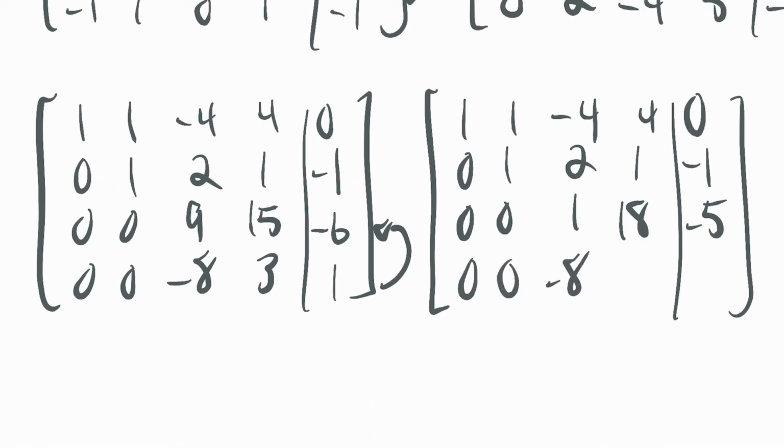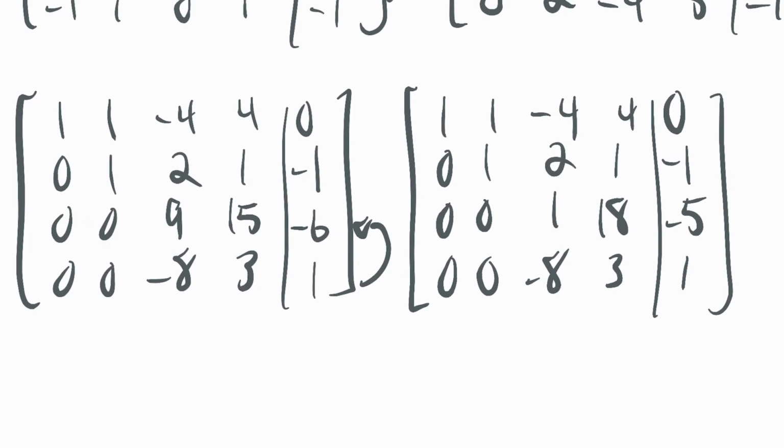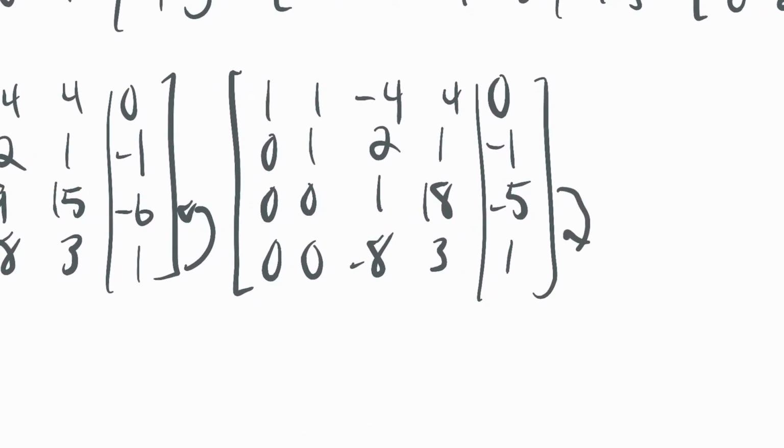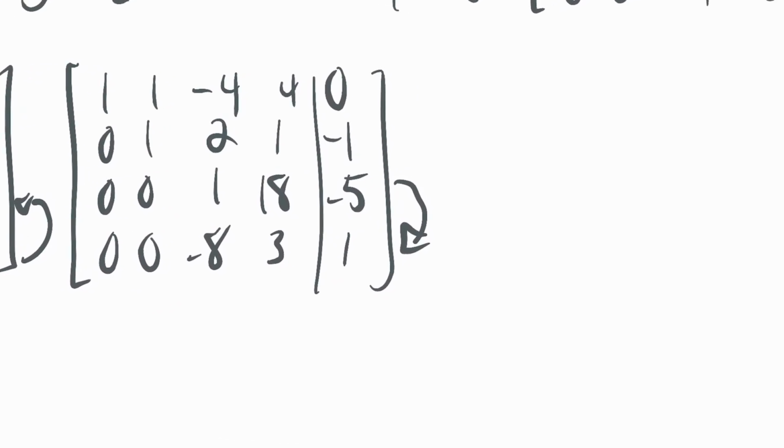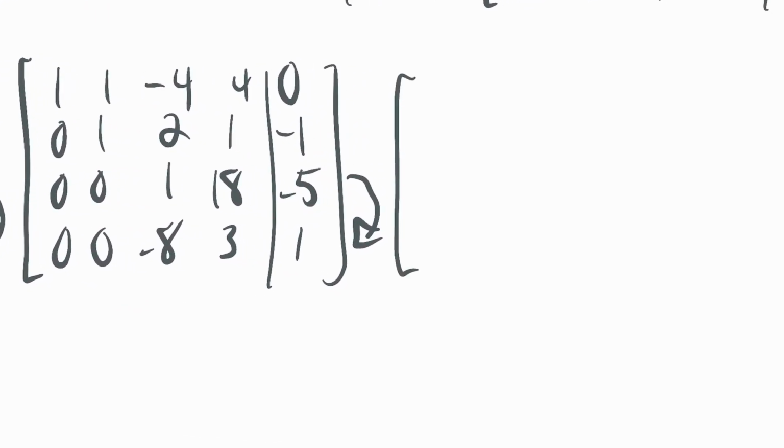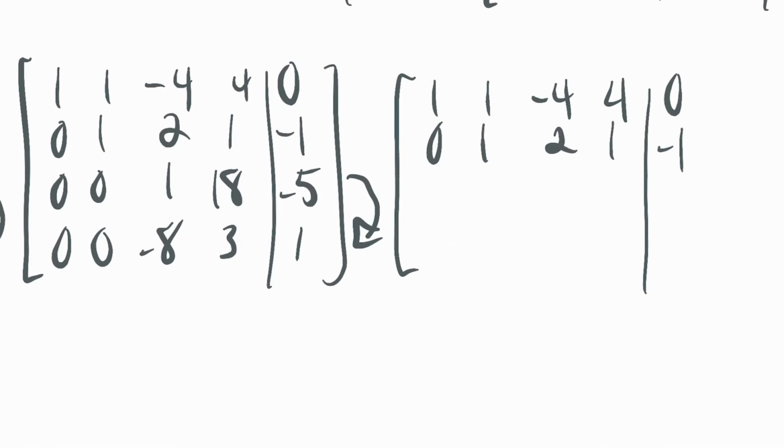0, 0, -8, 3, 1. Now something we haven't done yet, because we're getting down to the wire here. I'm going to take this row, take 8 times that, and add it to the bottom row. I'll multiply mentally, and that will change just the bottom row. I'll leave the third row the way it is, rewriting it as is: 0, 1, 2, 1, -1, and 0, 0, 1, 18, -5.